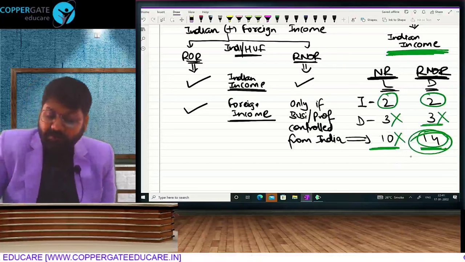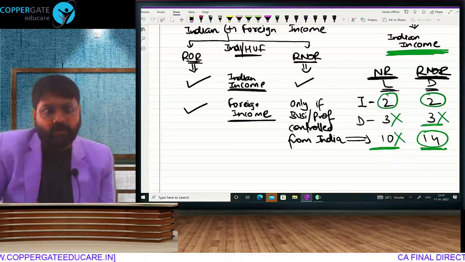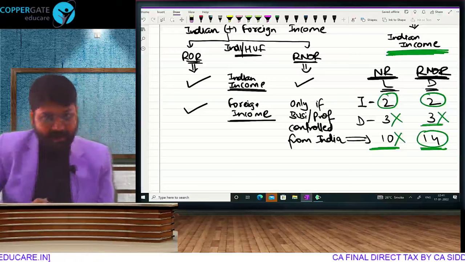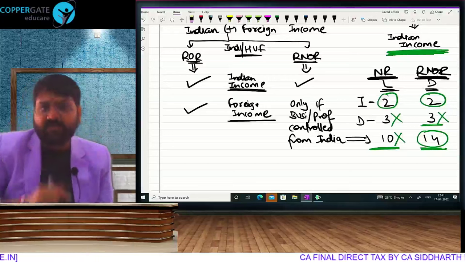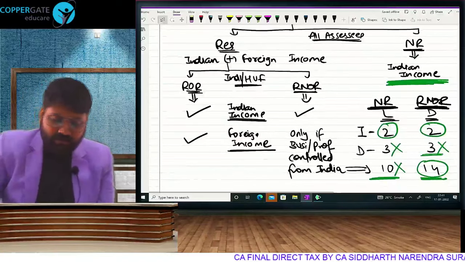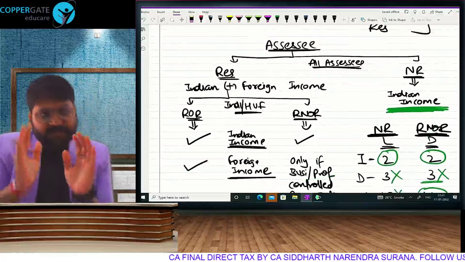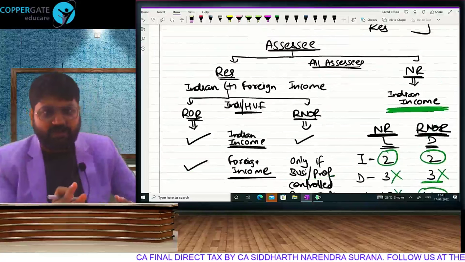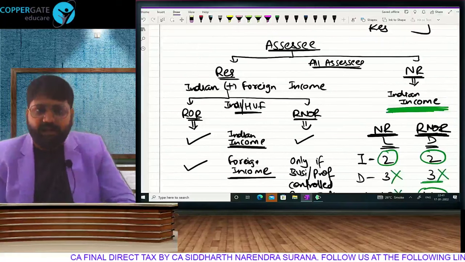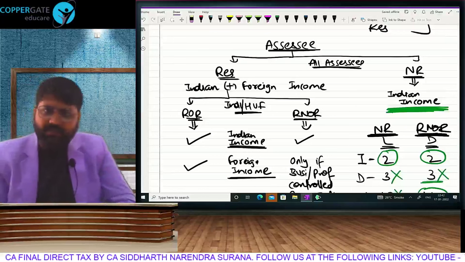Understood? So, you have to first decide whether assessee is resident or non-resident or RNOR. And on the basis of that, go and identify what are his incomes at different locations and which of these will be taxable, which of these will be exempt. The whole summary basically lies in this chart that I have made for you over here. First, classify the assessee based on the rules studied in the last lecture, and then on the basis of that classification, decide.